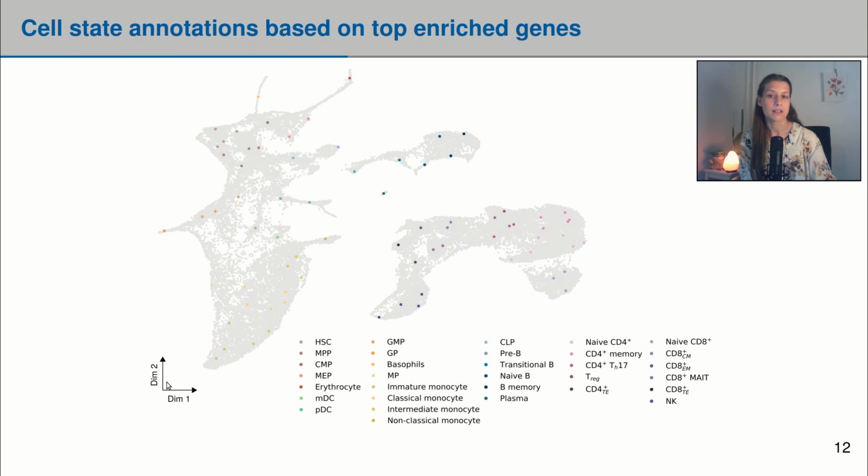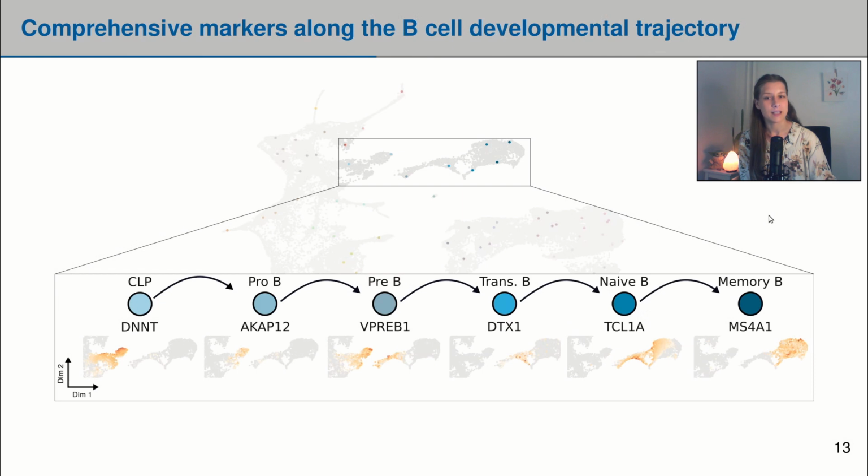We also annotated additional cell type subsets, for example for monocytes and T cells, and more intermediate states of B cell development. The highly granular annotation of cell subsets is possible due to the identification of highly specific and overlapping markers, as I illustrate here using the top scoring marker genes along the B cell developmental trajectory.